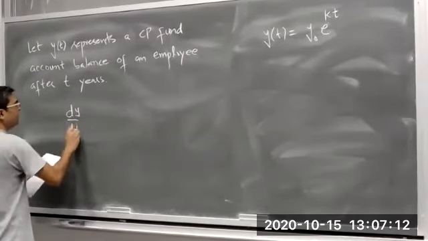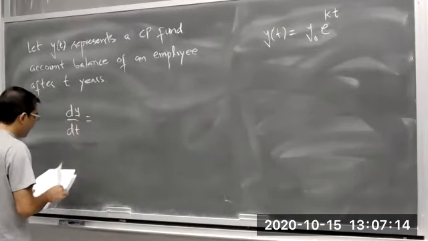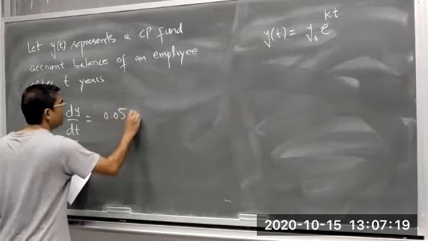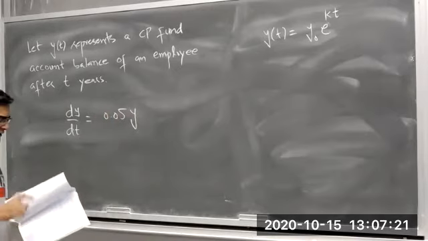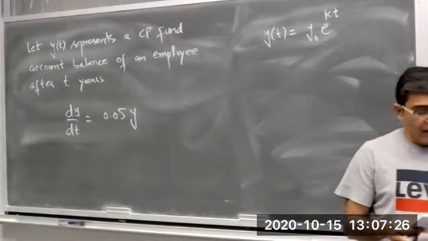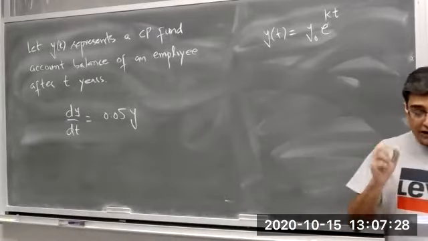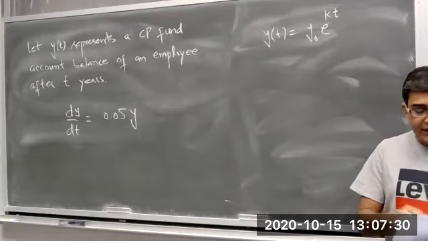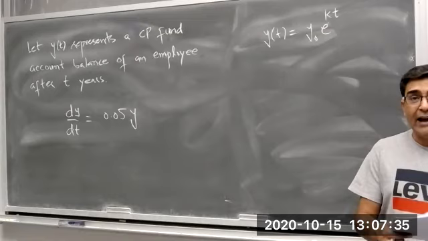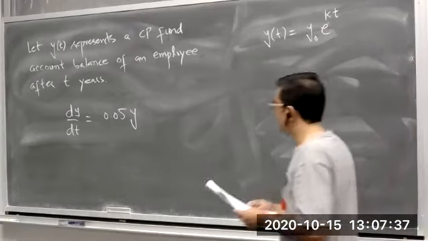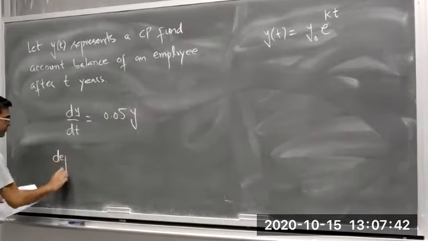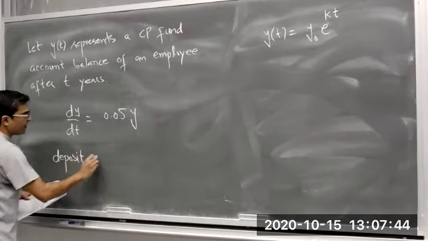So what will happen here? dy by dt is equal to 0.05y. Okay, this much is done. Then what is next? The organization deposits 8% of your annual income in that account, and the current annual income is 50,000. Okay, 8% of annual income, how much is the deposit?